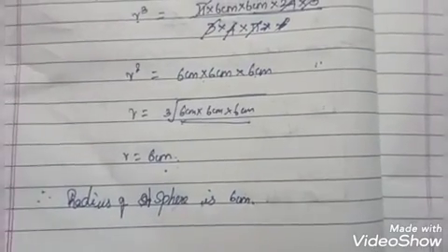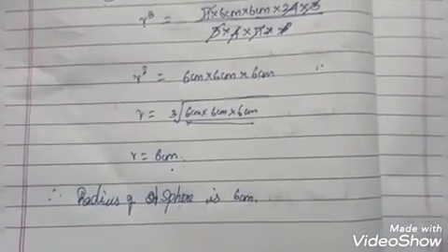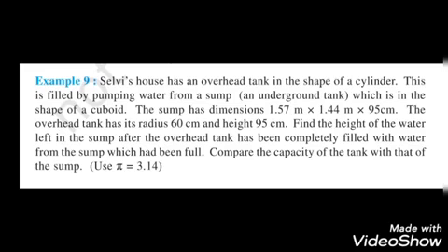Okay, next we move on to question number 9. Example 9. Selvi's house has an overhead tank in the shape of a cylinder. This is filled by pumping water from a sump. Sump means underground tank, which is in the shape of a cuboid. So here two different types of shape are there. One is the sump, the underground tank, in the shape of a cuboid. And another one, the overhead tank, in the shape of a cylinder.